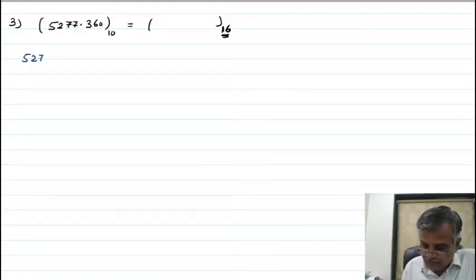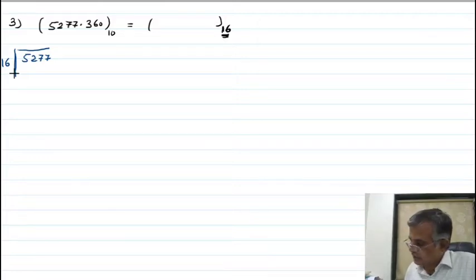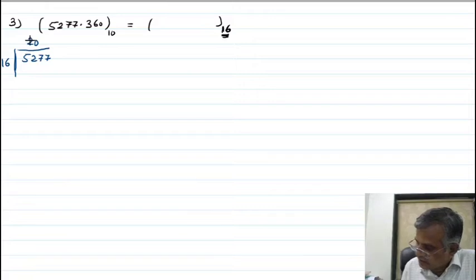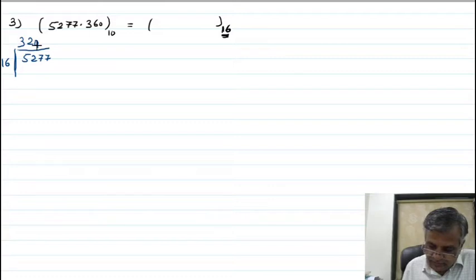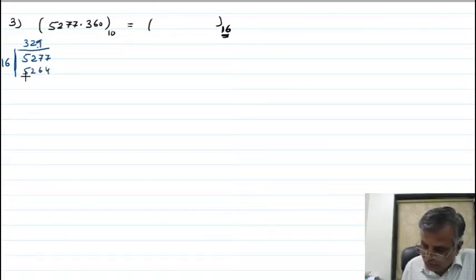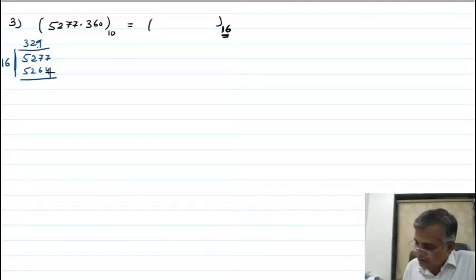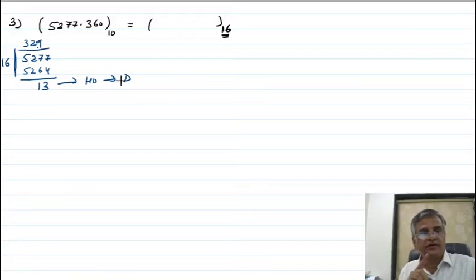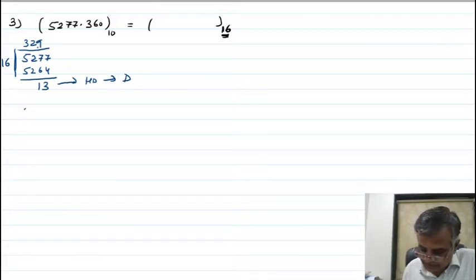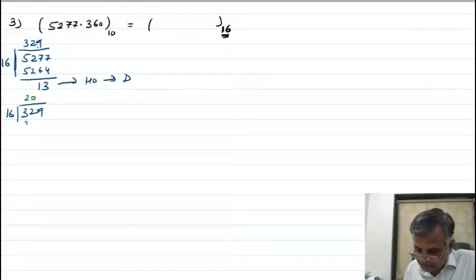So first I will convert the 5277 integer part into hexadecimal. 5277 divided by 16, the quotient is 329, and you will get 5264. 329 multiplied by 16 is 5264, and you will get remainder 13. 13 in a hexadecimal number, we write as D. Remember, 10 decimal is A, 11 is B, 12 is C, and 13 is D. 329 divided by 16, I will get 20, it is 320, remainder 9, so in hexadecimal we write 9.